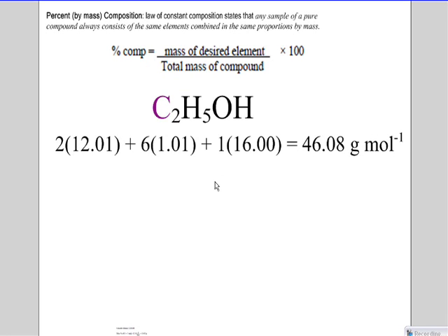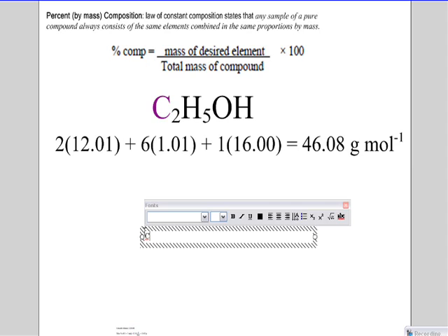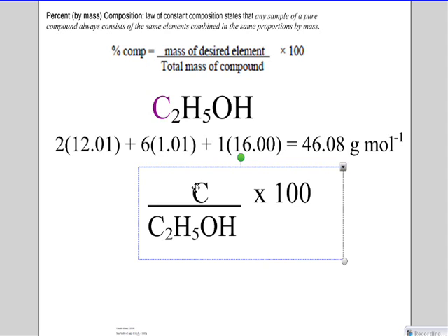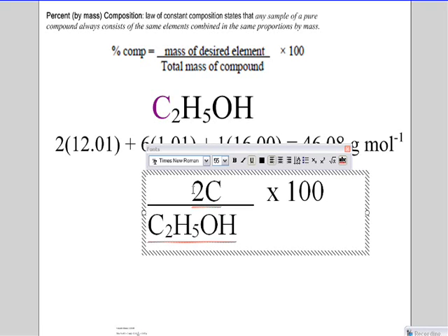Now let's look at just the element we're interested in. We're looking at just carbon. So this is going to be the mass of carbon divided by the mass of ethanol times 100. Now if I did this, I would be wrong, and I would be very wrong, because I don't have just one carbon. There's not just one carbon contributing to this overall mass. There are 2. So I have to make sure I include that when I plug this in. I have 2 carbon atoms contributing to this overall mass. So it's going to be the mass of 2 times the mass of carbon divided by the molecular weight of ethanol times 100. So let's plug these in.